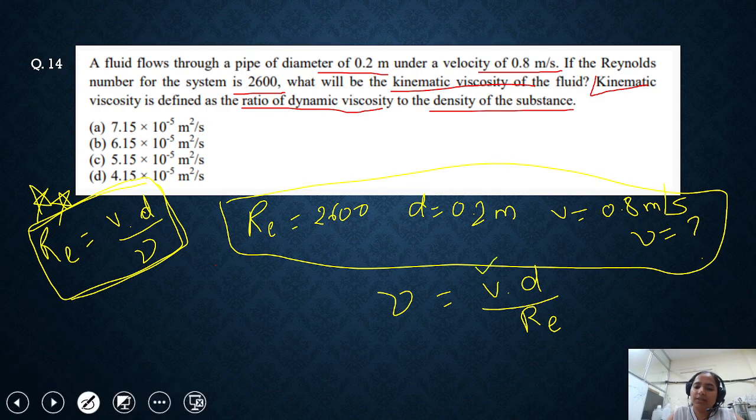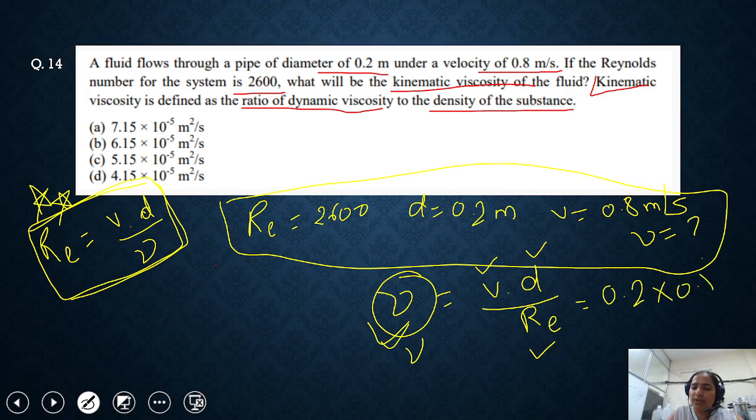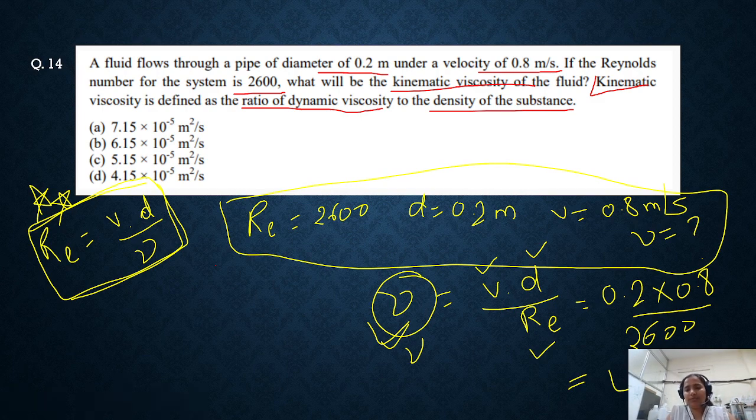This is the formula that you will know directly, by putting in the values. We have v, we have d, and Re is also given. You only need to find the kinematic viscosity. So you can solve it directly from here: 0.2 into 0.8 by 2600. So tell me the answer by solving this, because you only have to do the calculation, and that is also very simple. Tell me what will come.